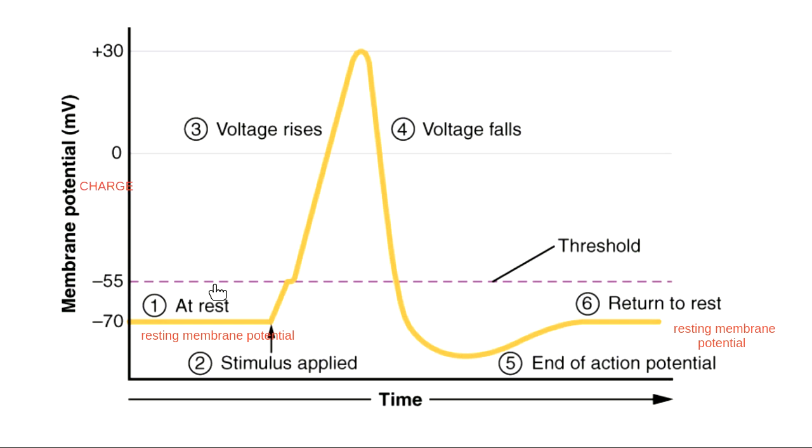When a neuron is at resting membrane potential, it's not doing anything. Its charge is normal. It's chilling out, listening to hear it talk to it. Now, the way that neurons talk to each other is they use a compound called neurotransmitters. When I look right here at this part of the graph called stimulus applied, point number 2, that is when one neuron talks to another neuron by spitting out neurotransmitters.